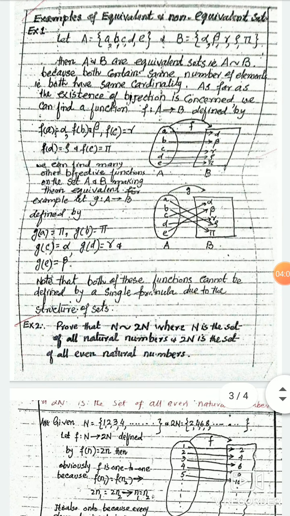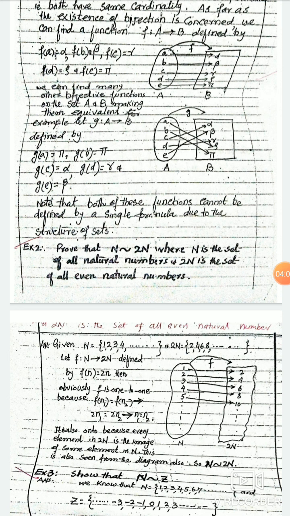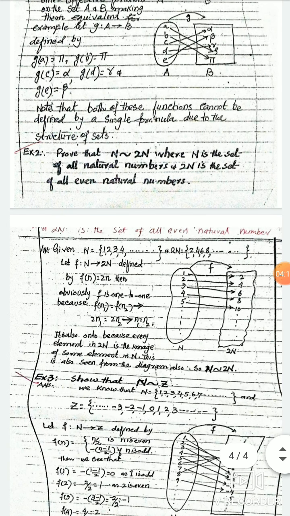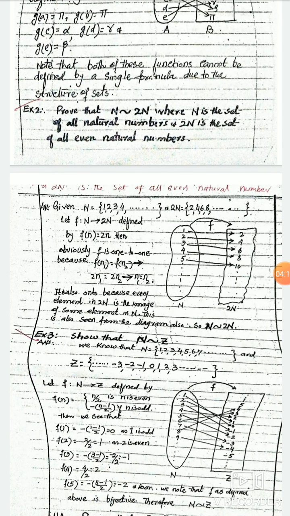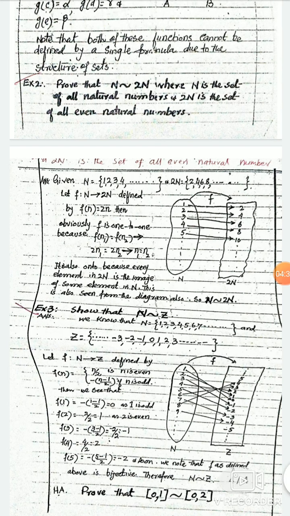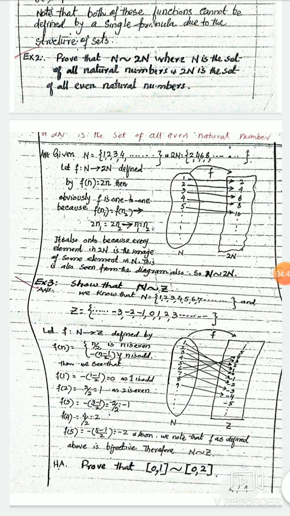We have the next example, that is prove that N is equivalent to 2N, where N is the set of natural numbers and 2N is the set of even natural numbers. So given that N is equal to 1, 2, 3, 4 and so on, and 2N is equal to 2, 4, 6, 8 and so on, let f from N to 2N be defined by f of n is equal to 2n. Then obviously f is one-to-one because f of n1 is equal to f of n2 means 2n1 is equal to 2n2, this implies that n1 is equal to n2. It is also onto because every element in 2N is the image of some element in N. This is also seen from the diagram. N is equivalent to 2N.